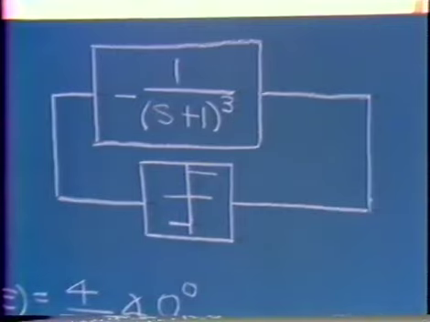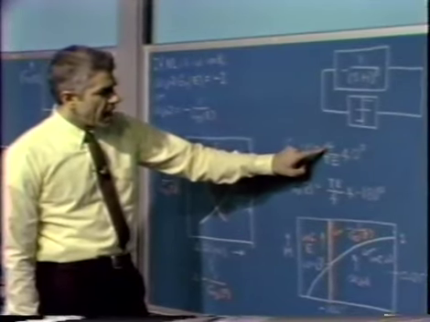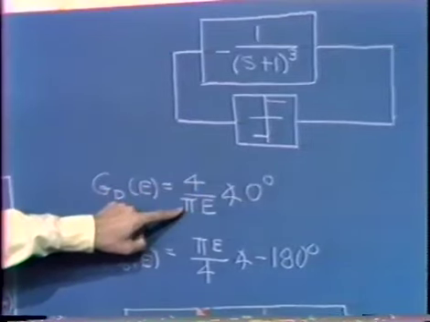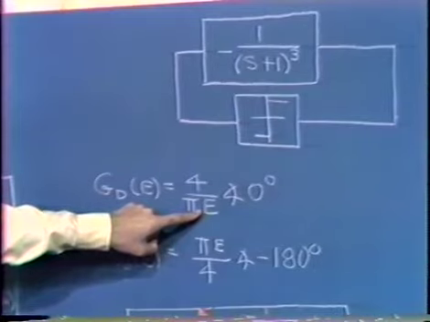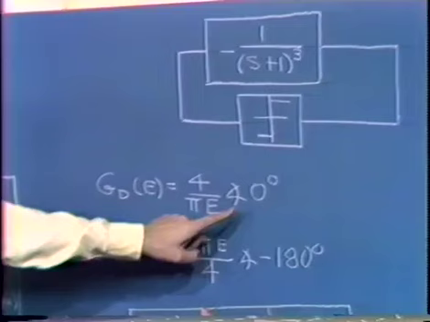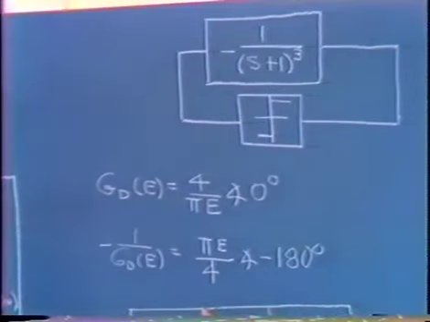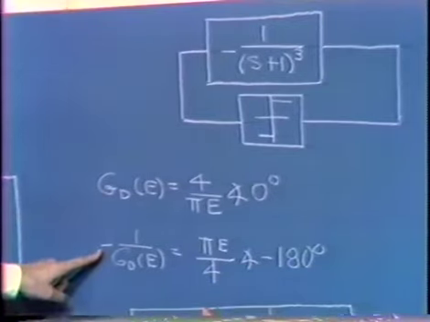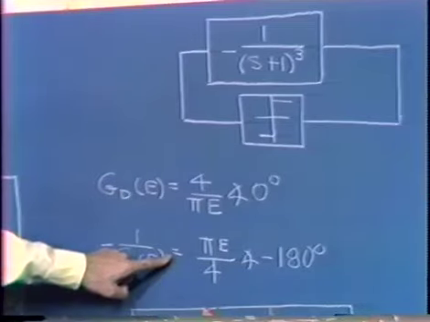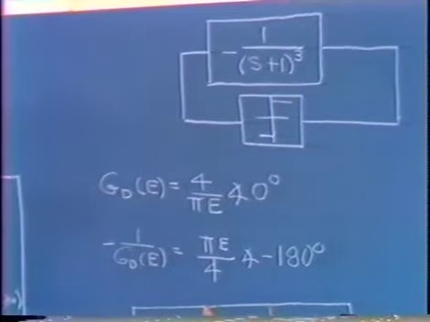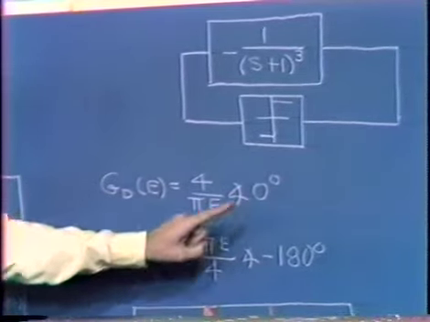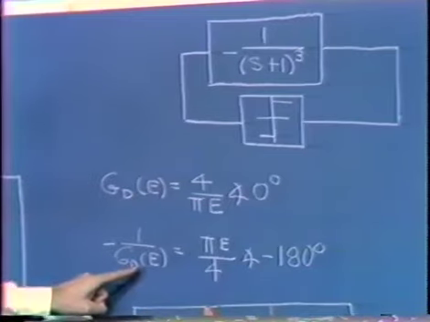And we saw earlier that the describing function for that infinite gain limiter, g sub d of E, is simply the magnitude of the fundamental component of the output, 4 over pi, divided by the magnitude of the assumed test signal applied to the limiter, E. And the angle associated with the infinite gain limiter is 0 degrees. Well, following along then, -1 over g sub d of E is simply equal to the reciprocal of this quantity, pi E divided by 4. Since the angle of g sub d of E itself is 0 degrees, the angle of -1 over g sub d of E is simply -180 degrees.